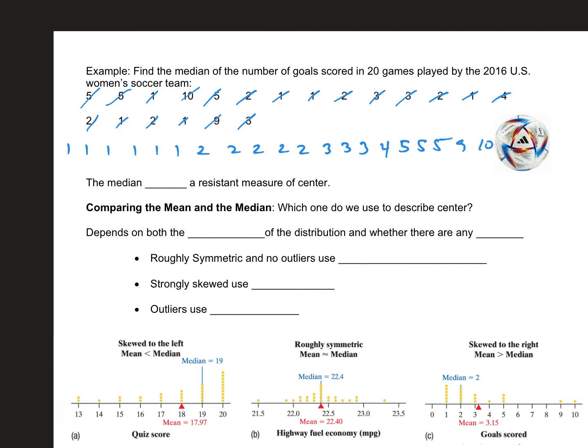All right, and so if we were going to find the number in the middle, we'd want to maybe count 10. 1, 2, 3, 4, 5, 6, 7, 8, 9, 10. And 10 from this side. 1, 2, 3, 4, 5, 6, 7, 8, 9, 10. Okay, and so we would average these 2, which is just going to be 2. So the median is 2, okay?